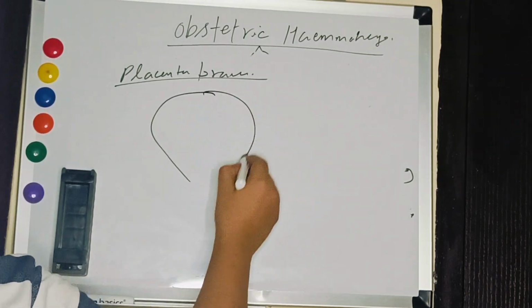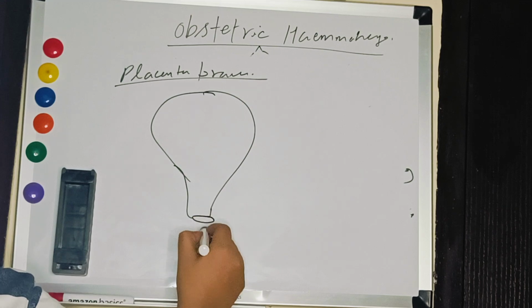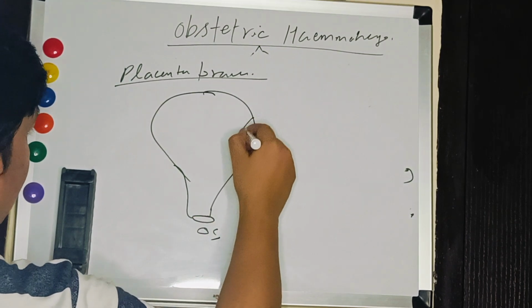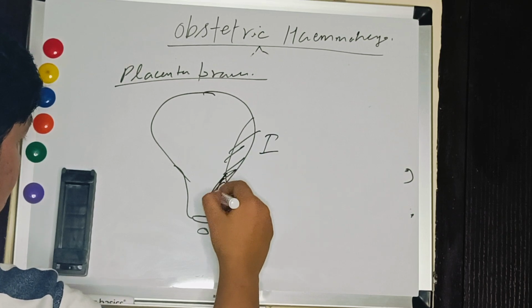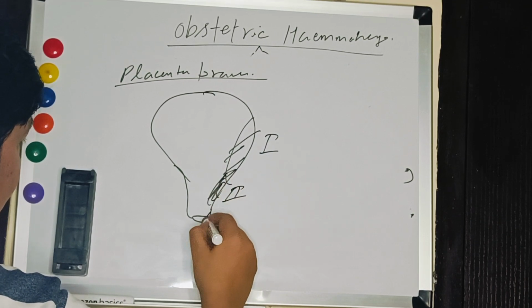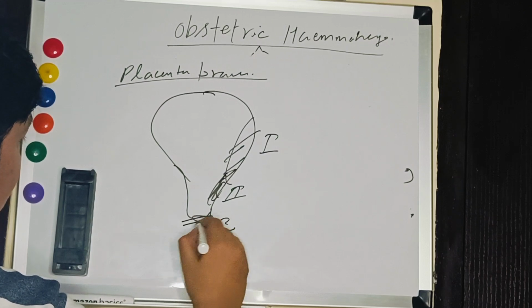This is uterus, this is cervix, and this is os. If low-lying placenta, grade 1. If nearer to os, grade 2. Partially covering, grade 3. Full covering, grade 4.